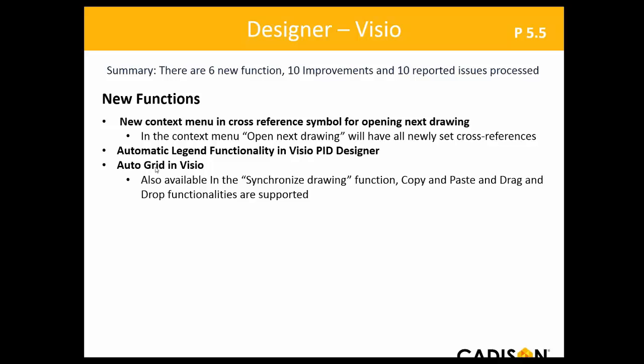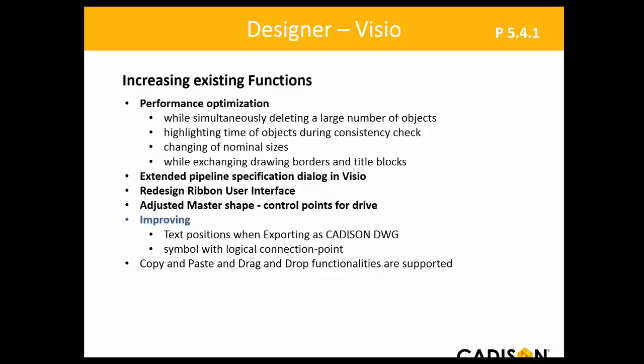And Visio is mostly not a drafting tool, but with this autogrid function we are now able to make Visio a drafting tool so that we can always snap on the grid, and that is also a very useful function. On the other hand, in Visio the performance optimization is a big point in different respects, and we made a redesign and some improvements in text positioning, and we have also added copy and paste for drag and drop functionalities now in Visio.